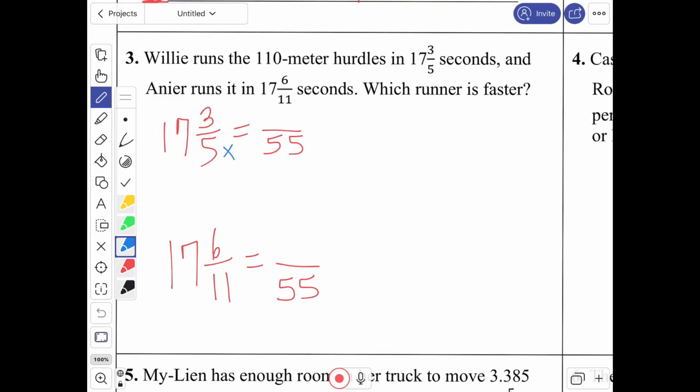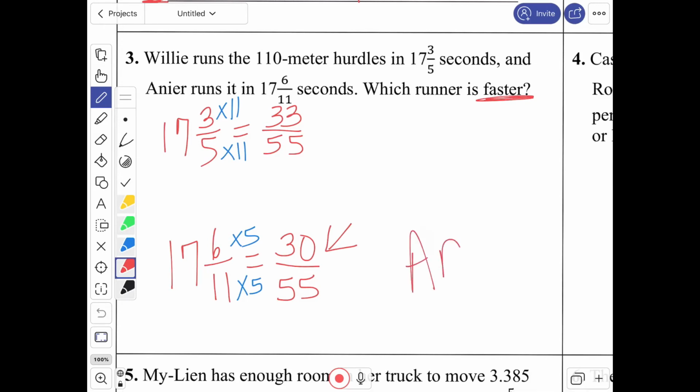So to change 5 to 55, I multiply by 11. So if I do the same on top, I get 33. And for the other fraction, I need to multiply by 5, and I get 30. Now, is the faster going to be the big number or the little number? Faster is the little number, so that one is the faster, which means Anir is faster.